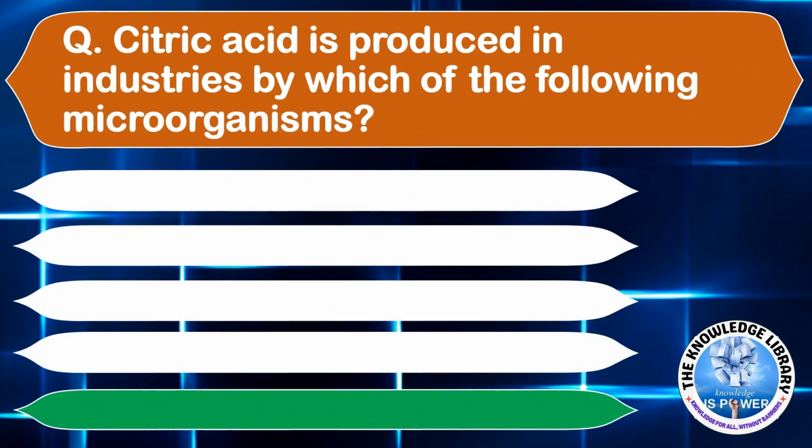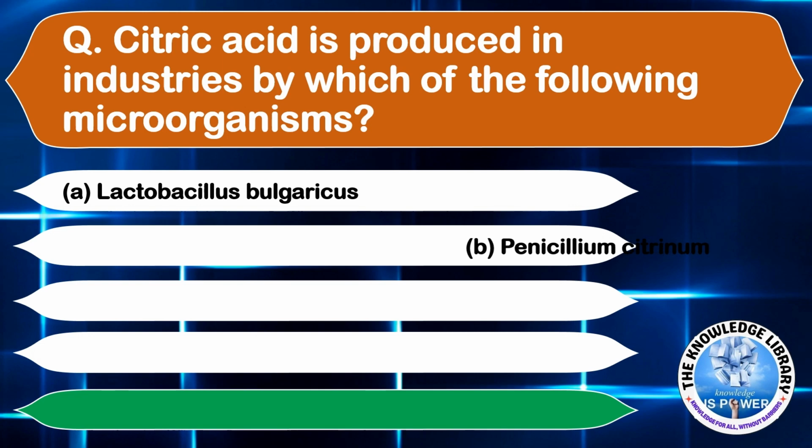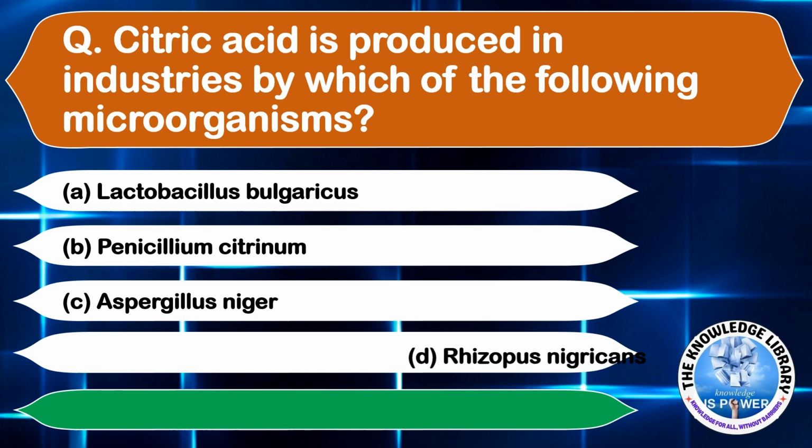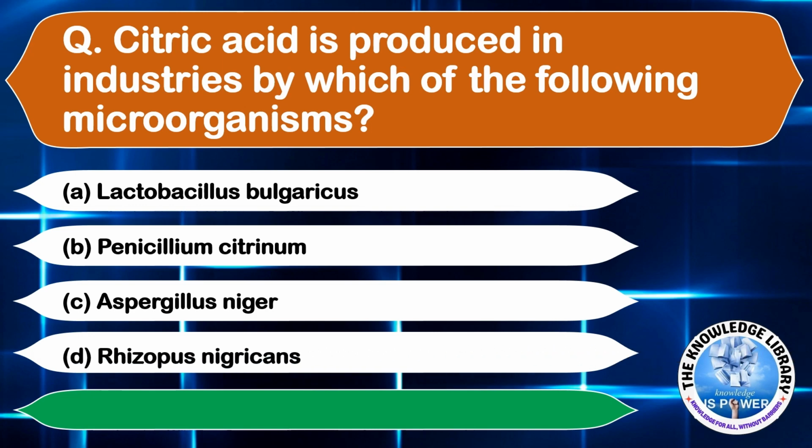Citric acid is produced in industries by which of the following microorganisms? Option A, Lactobacillus bulgaricus. Option B, Penicillium citrinum. Option C, Aspergillus niger. And option D, Rhizopus nigricans. The correct answer is option C, Aspergillus niger. Moving on to the next question.